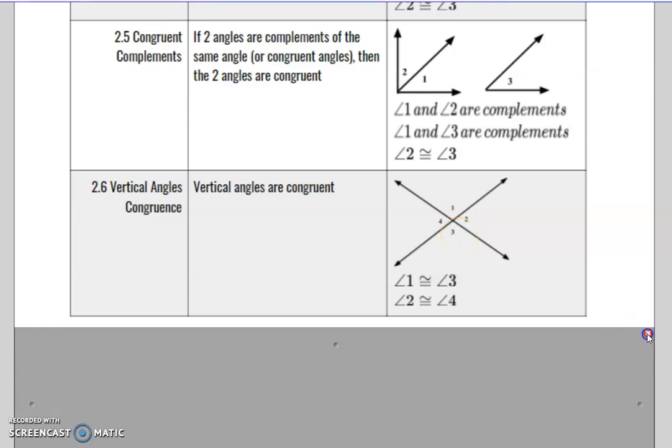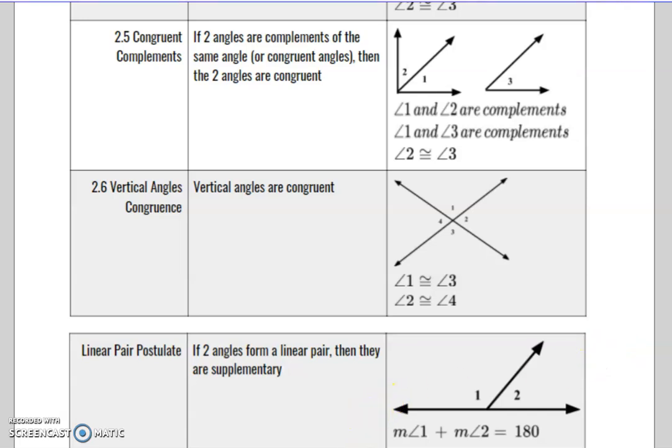And then the last one is a postulate that I just want to remind us of. It's called the linear pair postulate. If two angles form a linear pair, then they are supplementary. We also kind of talked about this in the definition of linear pair back in chapter 1, so it's also a postulate. If two angles form a linear pair, then they are supplementary.